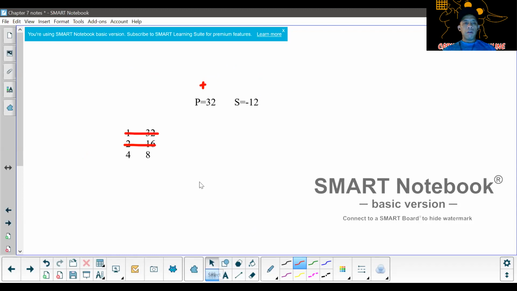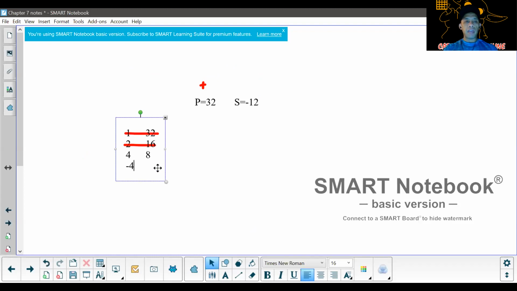All right, so 4 plus 8 does give me 12, but guess what? If we take the same two numbers and make them both negative, double check, -4 times -8, because when you multiply two negative numbers, it does give you a positive number. So -4 times -8 does give me positive 32. Now, -4 minus 8, guess what? That gives me -12. So you can see here when you have a positive product and a negative sum, then both of your numbers will be negative.